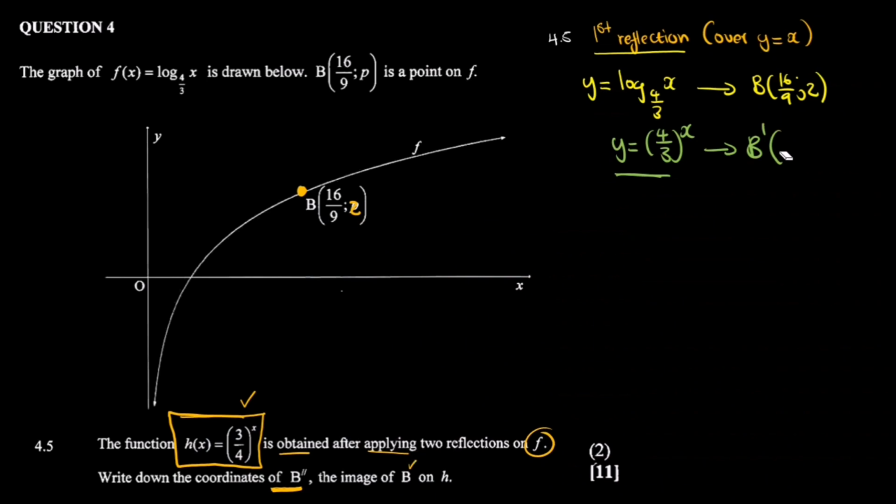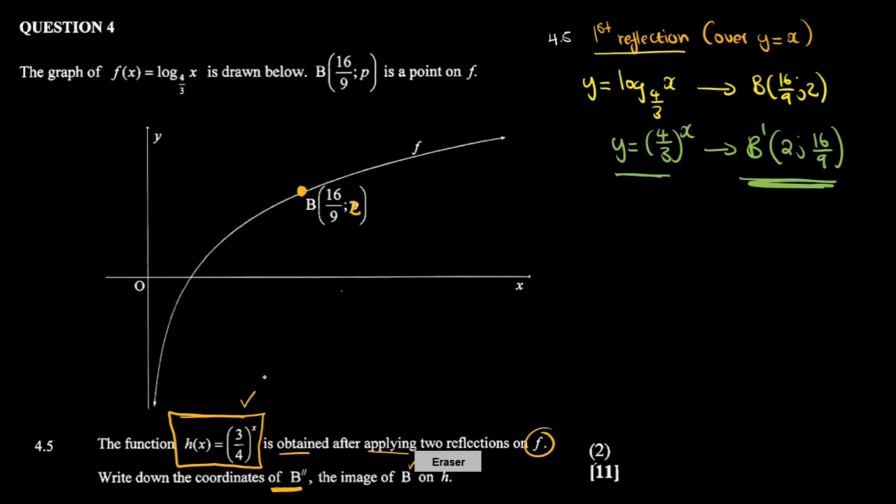So those coordinates will be 2 and 16 over 9. Remember, when you find the inverse, the coordinates are going to swap. So after the first reflection, the reflection over the line y equals x, this is the graph that I have, and that point B has the coordinates 2 and 16 over 9. When you find the inverse, you just swap the coordinates. So these are the coordinates after the first reflection over the line y equals x.